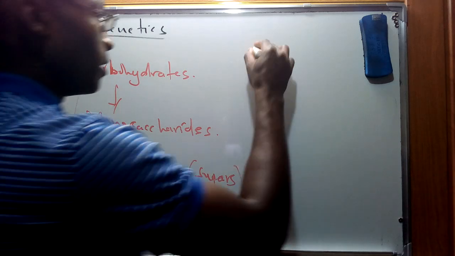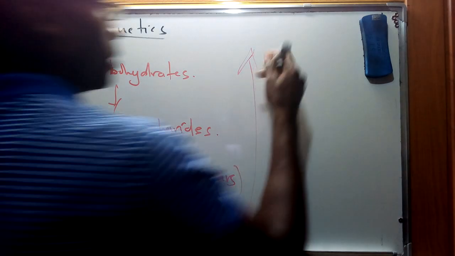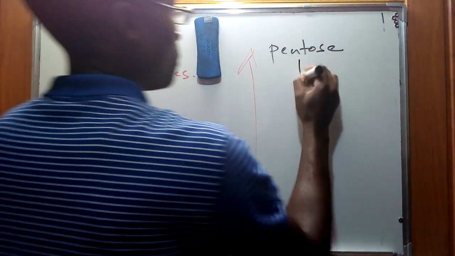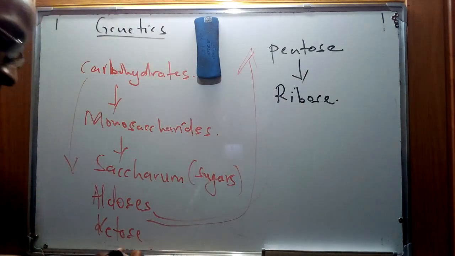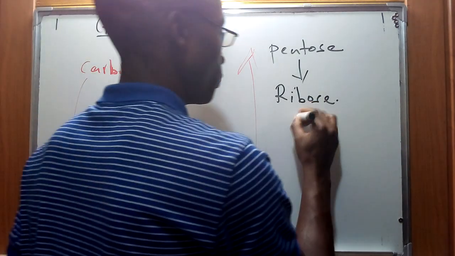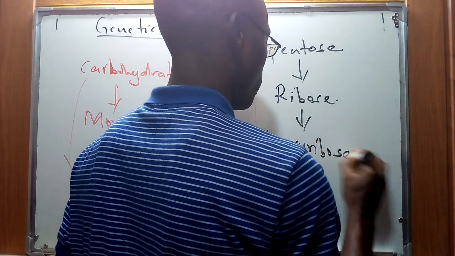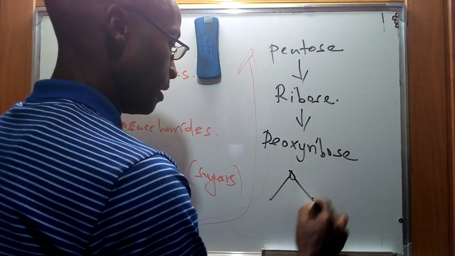From the aldoses, we have a special class known as pentoses, which are five-carbon sugars. From these pentoses, we have a sugar that we refer to as ribose, which is widely found in nature in the form of vitamins, nucleotides, and the enzymes that we mentioned. And we said that from this ribose, we have what we call deoxyribose sugar.